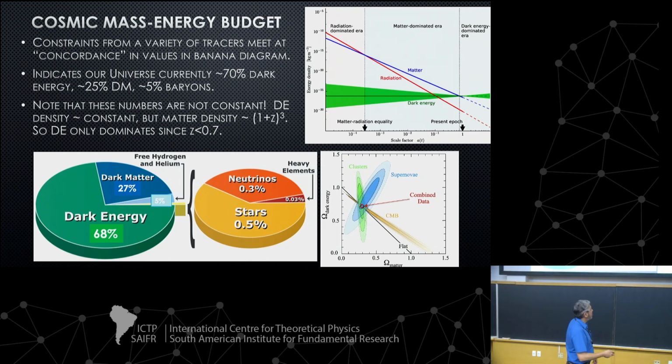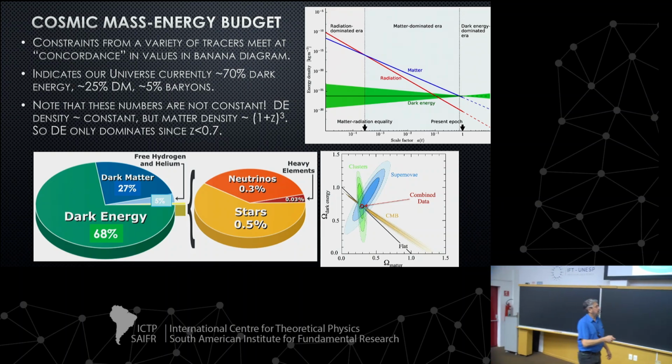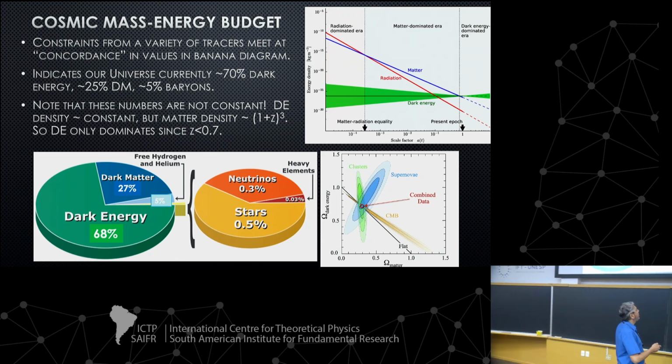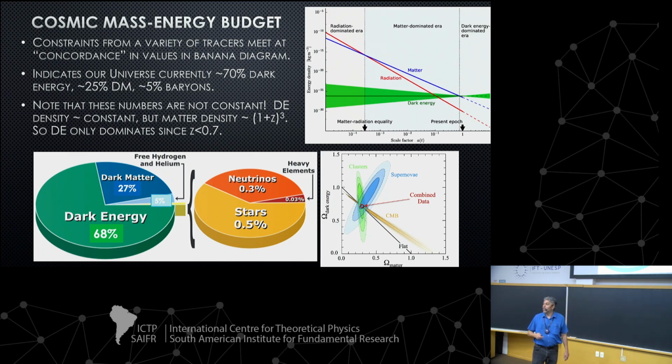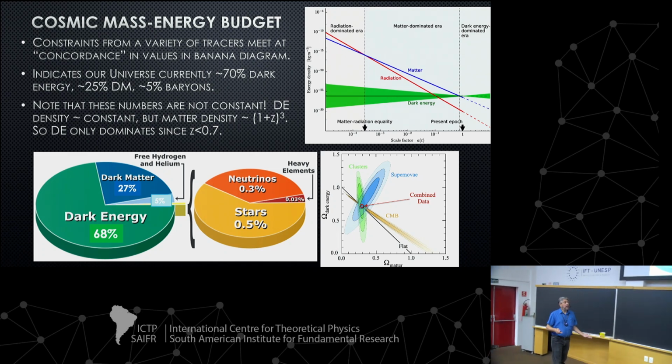You can measure it from the CMB at redshift 1100. You can measure it from these type 1a supernovae, which hopefully you know about. Won the Nobel Prize a few years ago. Galaxy clusters. There's a bunch of other ones that are not even listed here. The point is they all meet at a point. Again, concordance, right? They didn't have to.